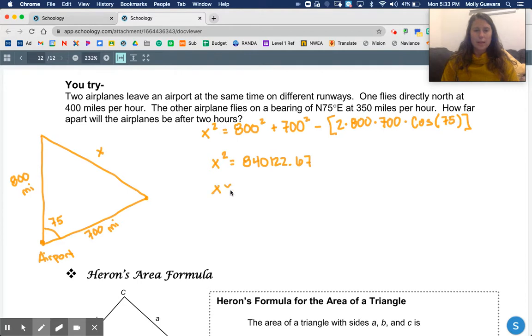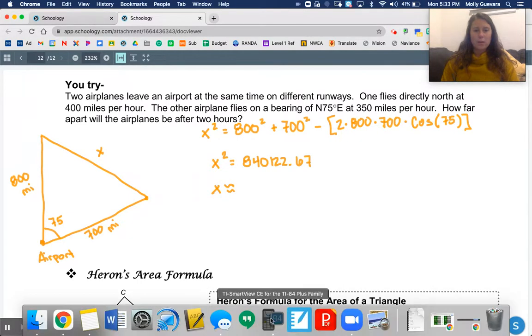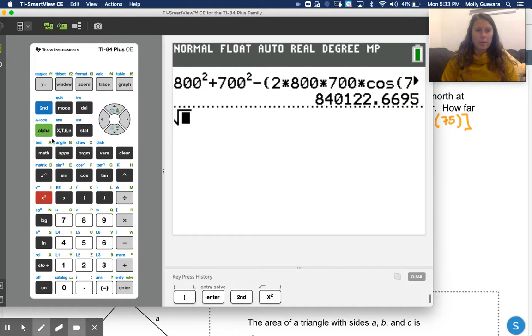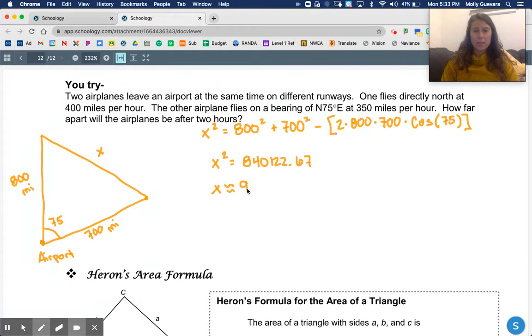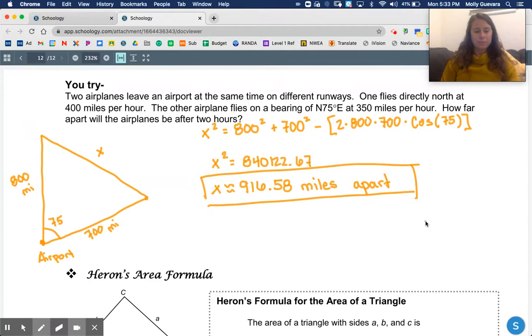So then all I have to do is just take the square root of that number. So x is about 916.58. And then what is the unit? Miles. The unit is miles. So these two planes are about 916 miles apart. And that's it. Okay.